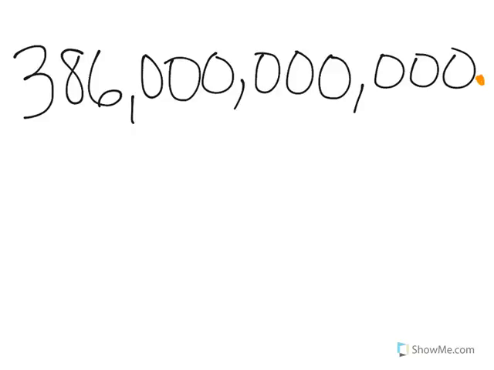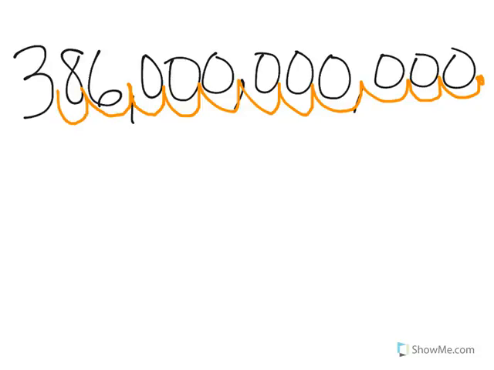So if I move it to the left, I'm going to be getting a number that is getting smaller than what it is. So I'm going to keep moving it until I get a number. Now I have 386. That's not less than 10. Now I have 38. That's not less than 10. Now I have 3.86. That is less than 10.